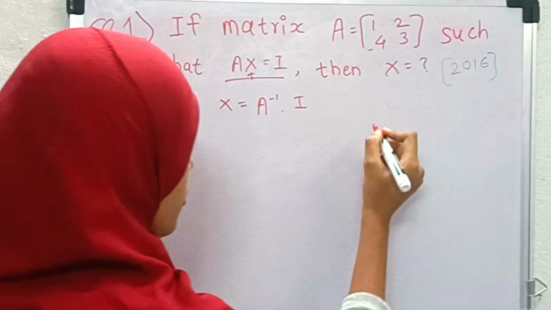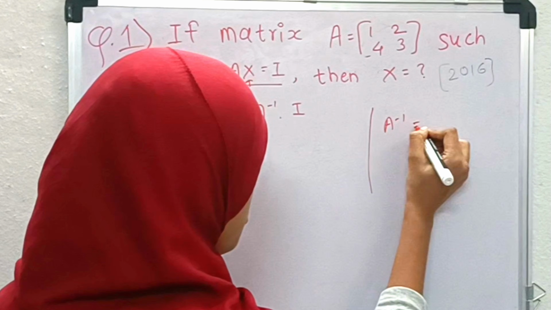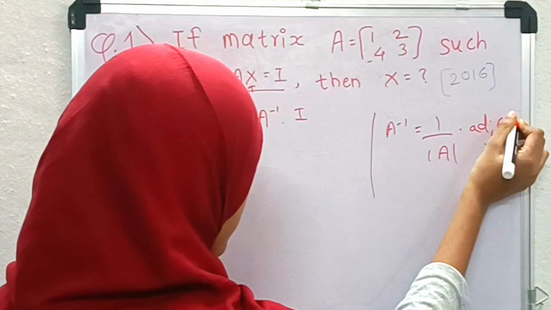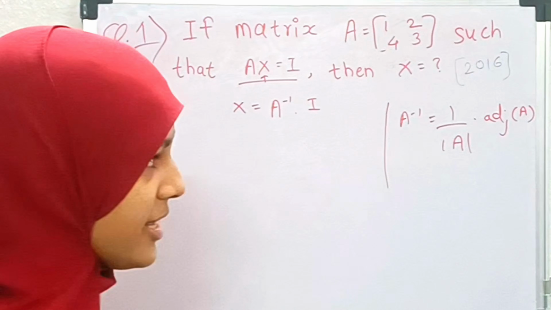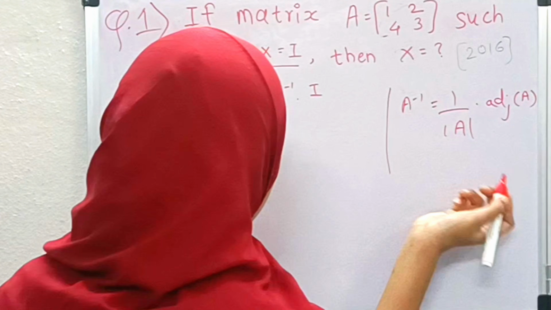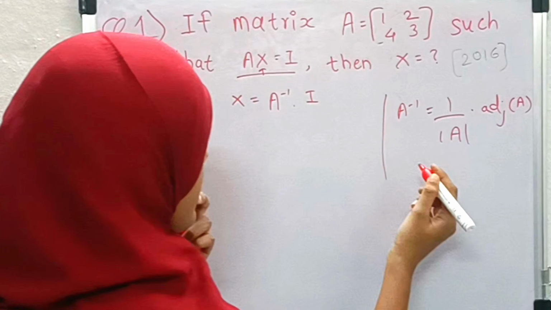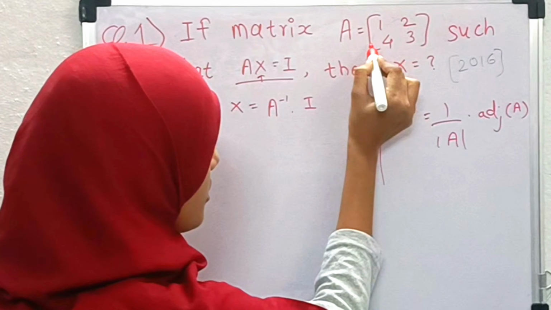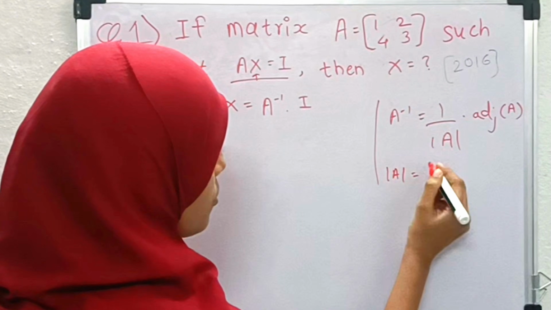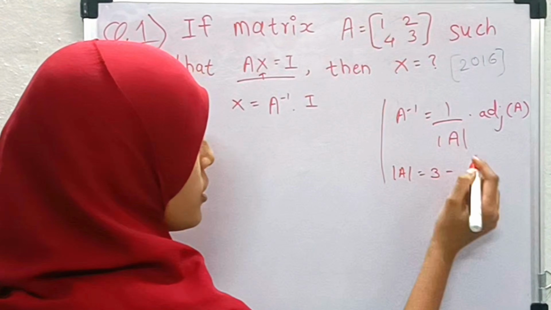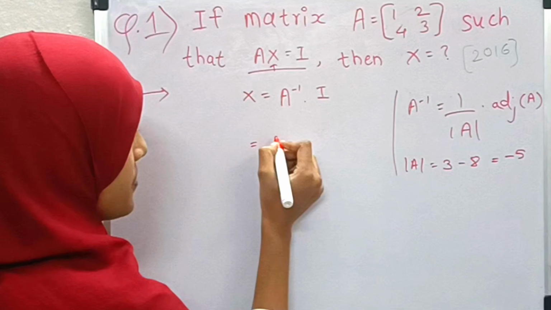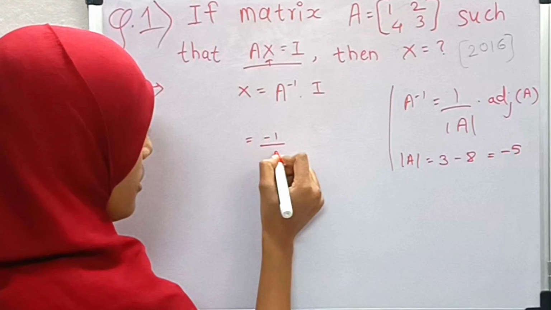We already know that A inverse is equal to 1 upon determinant of A into adjoint of A, and if we multiply anything with I, the answer will be itself. So first find the determinant of this matrix, 1, 2, 4, 3. We simply know the determinant formula. Determinant of A is 1 into 3, that is 3, minus 2 fours are 8, that is 3 minus 8, which is minus 5. So we got the determinant factor, minus 1 upon 5.